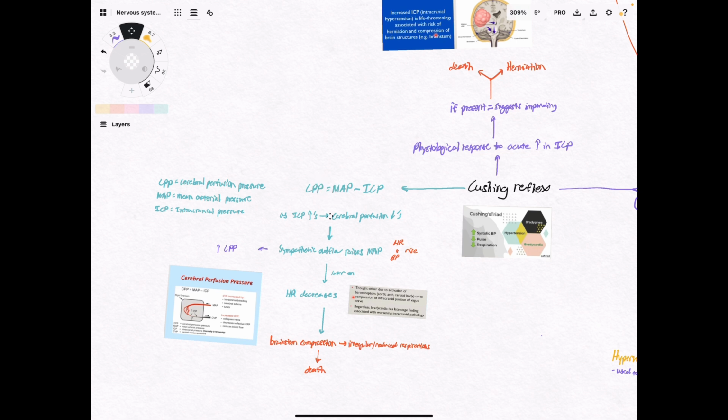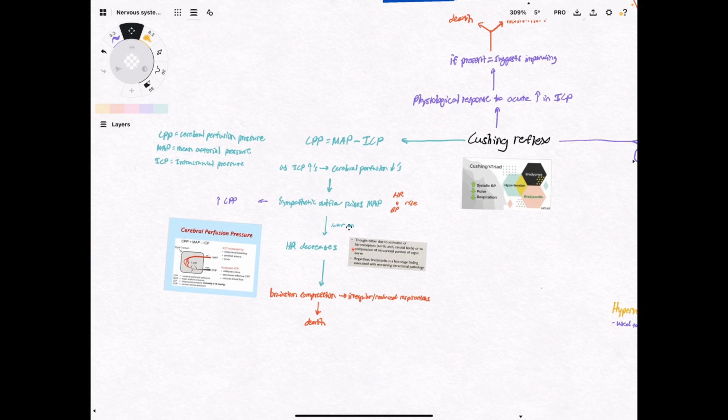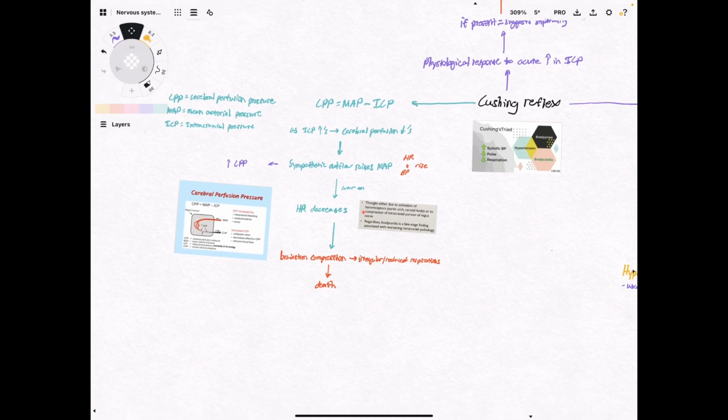So what's going to happen is the sympathetic outflow of the brain is going to have to increase to basically try to increase that cerebral perfusion pressure. So that's going to be leading to increased heart rate at first and increased BP, so that cerebral perfusion pressure can increase. Now later on, we don't know why, either thought due to activation of the baroreceptors in the aortic arch or carotid body, or due to compression of the intracranial portion of the vagus nerve, that heart rate is going to decrease. This is going to lead to brainstem compression and irregular, reduced respirations.